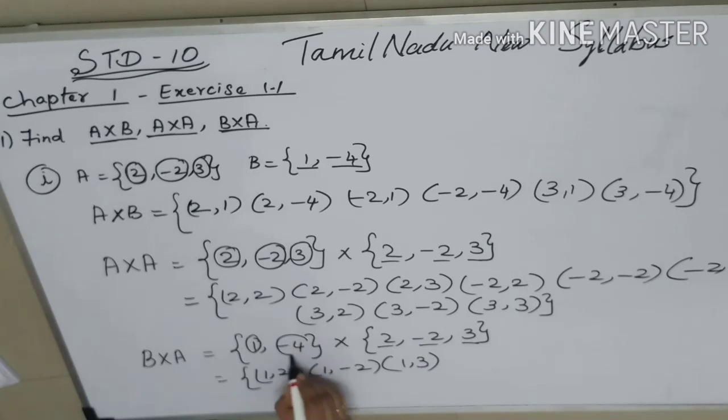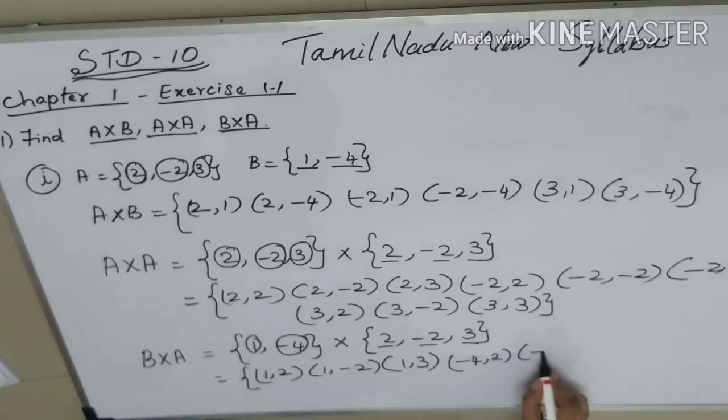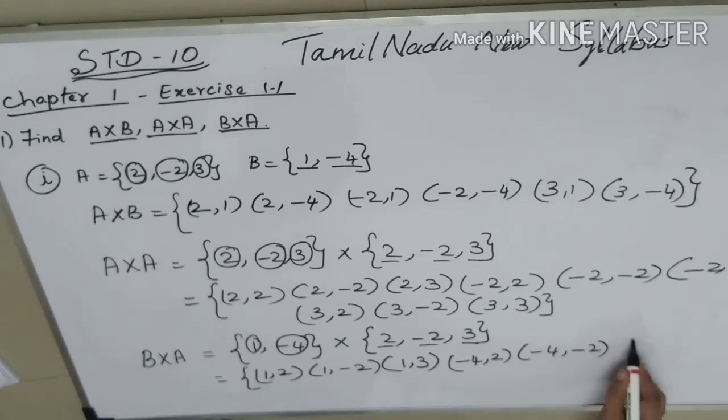Next with -4 you will have to join. So it is -4 comma 2, -4 comma -2, -4 comma 3. So all the 3 parts are done. So this is your first part answer.